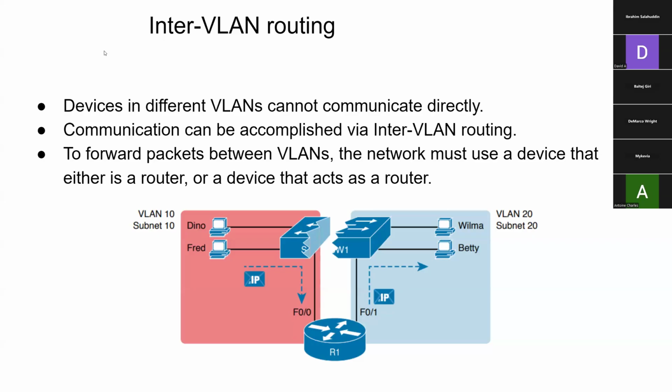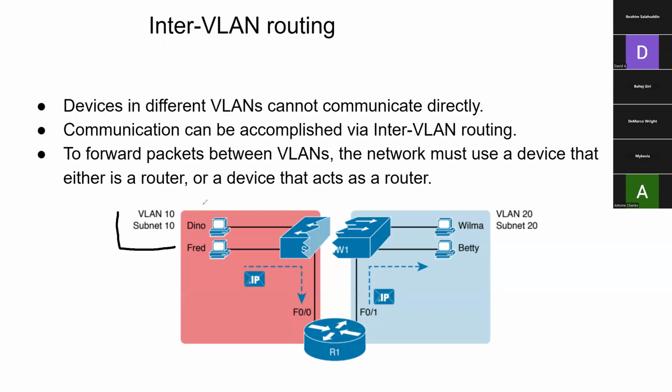So let's go ahead and take a look at the diagram here. Very similar situation here. We have VLAN 10 and also subnet 10. This is something that we're going to cover in a later series, but just for now, let's just say it's subnet 10.